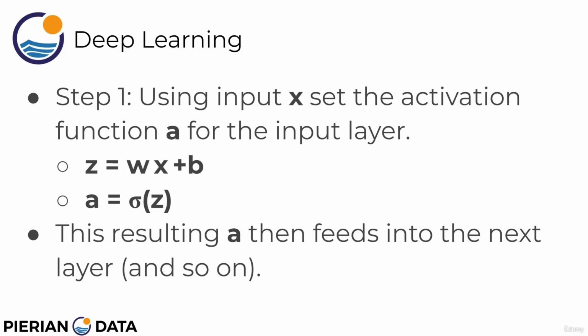In step 1, using that input x, the original features, we set the activation a for the input layer. So for that very first input layer, we have z equal to wx plus b, and then a, the output coming out of that input layer, is going to be equal to your activation function of z, in this case represented as sigmoid of z. So this resulting a then feeds into the next layer. The next layer takes in a, which means its z is going to be w times a plus b of the previous layer. Then you go into the next layer, take the output a, stick it into z, and so on and so on.